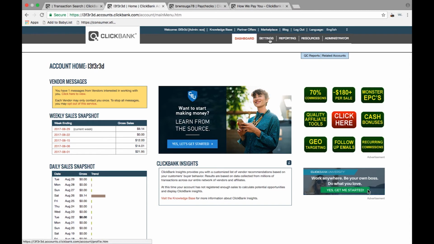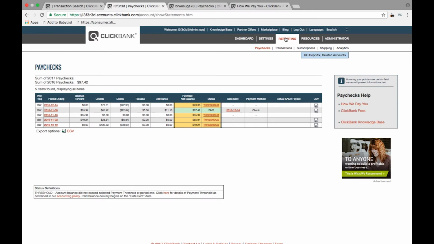This screen displays all of your payment information. Starting in the left-hand corner, you can see your earnings for the current and previous years. Below this, you will find a table with all of your payment information.